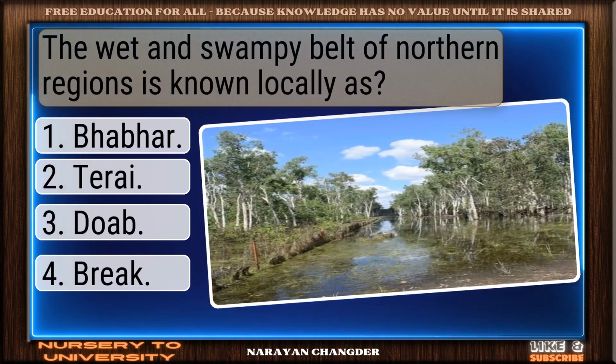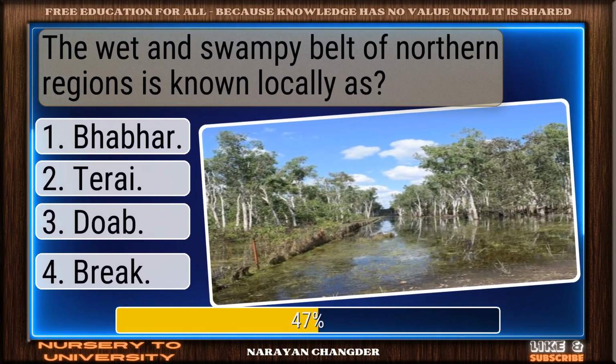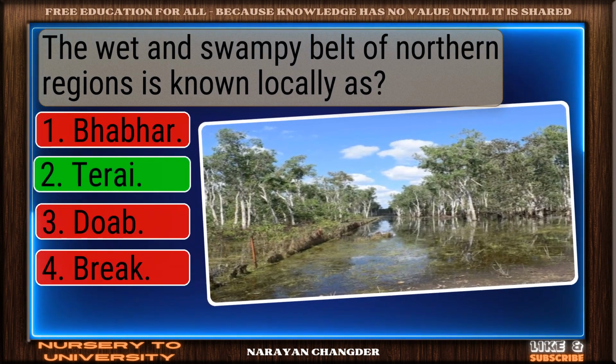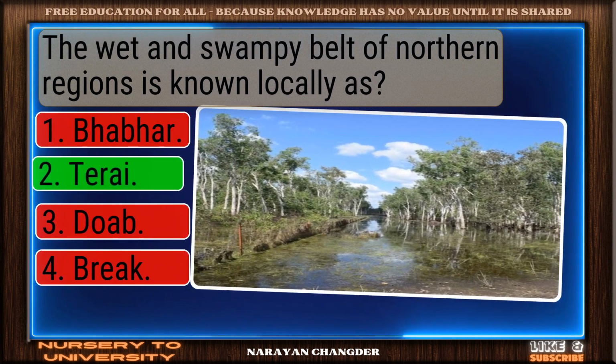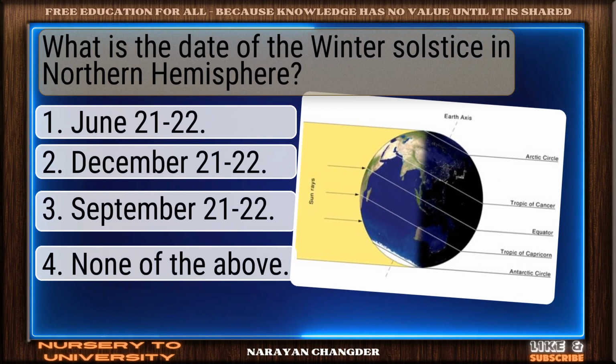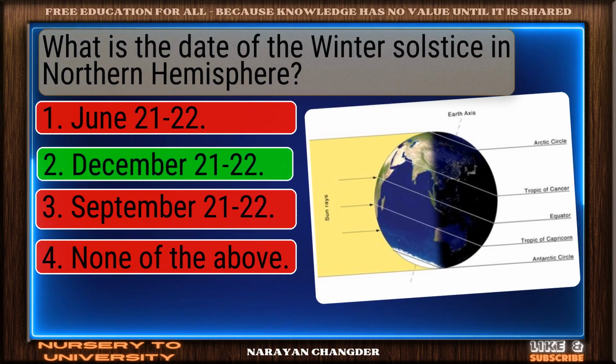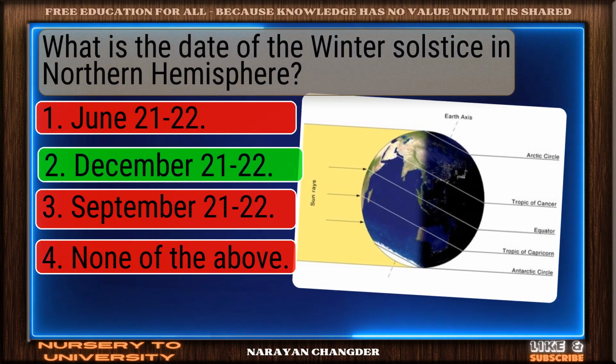The wet and swampy belt of northern regions is known locally as? Valid point. Terai is true. What is the date of the winter solstice in the Northern Hemisphere? Right again. December 21-22 is a valid answer.